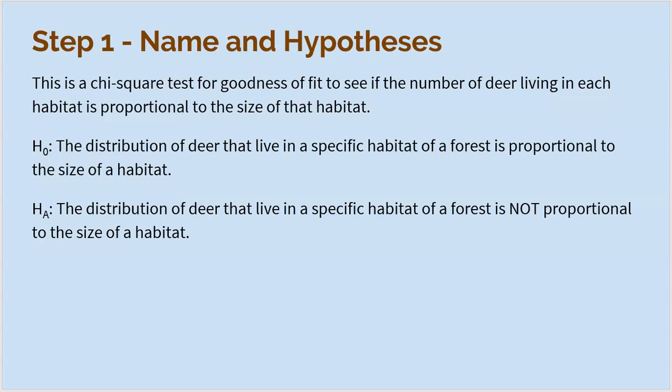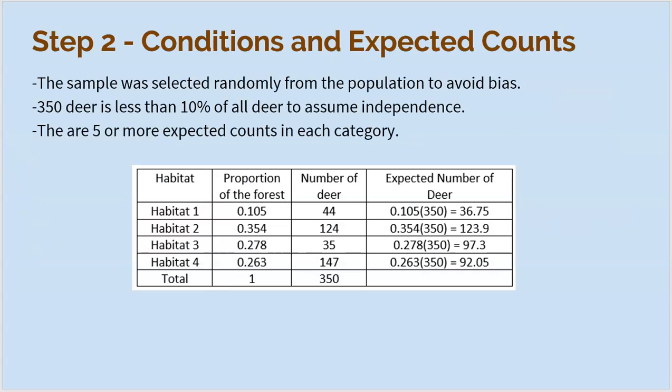Now I want to point out something awesome here. This is really cool. And this is always going to be the case with chi-square tests. You could literally copy and paste the null on the alternative. The only difference is adding the word not in the alternative. It's literally the exact same sentence. The null says that they are proportional, and the alternative says they're not proportional. And that's always going to be the case. They're really easy to write. All right, now let's move on to step number 2.